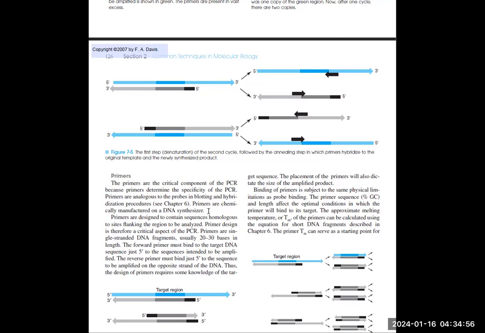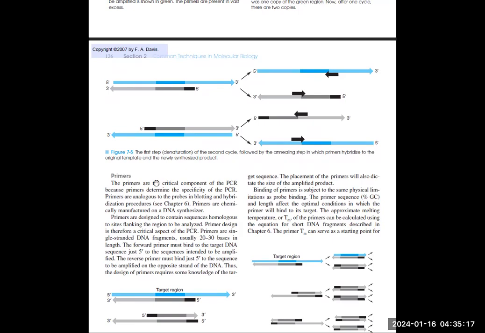what sequences they are supposed to bind. We can do that, and then the manufacturing company will just provide us with the primers. Actually, we can buy it, but we need to specify the characteristics of our primers to the manufacturing company.